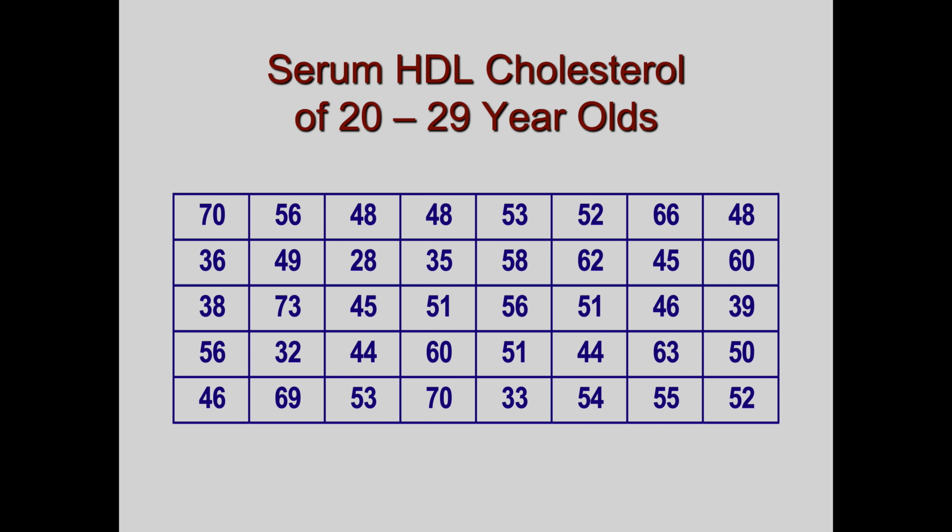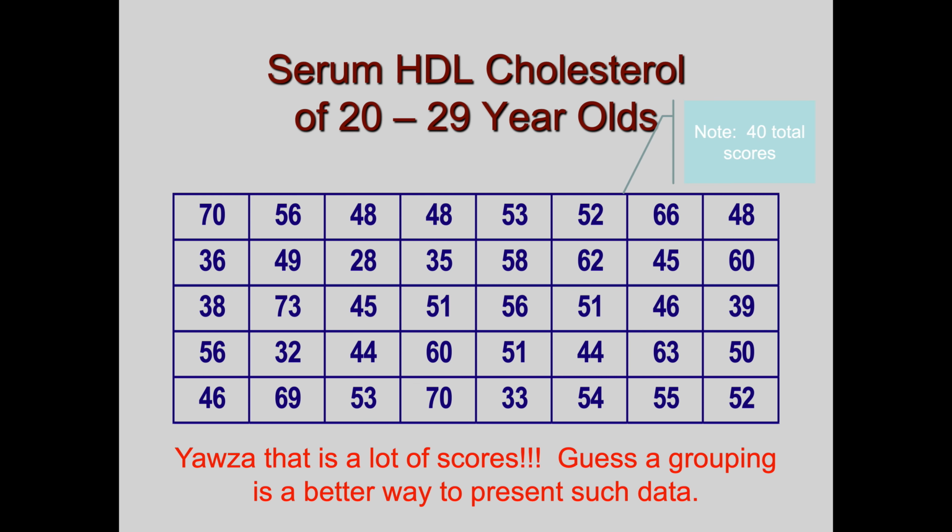I think this will make you understand, okay? Let's say we're looking at some HDL cholesterol levels of 20 to 29-year-olds, some serum numbers. Can you imagine putting that all in a single table? Yowza, that's a lot of scores. Grouping this data is a much better way to present it. I do want you to note, in the upper right-hand corner, that there's a total of 40 scores here. There are 8 columns and 5 rows. So when we do our table coming up, we better get n equals 40.